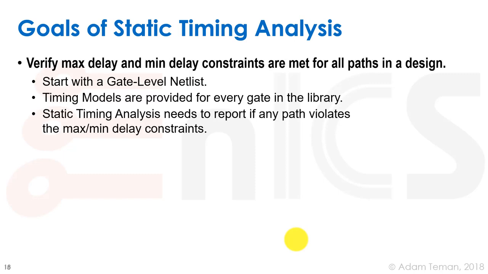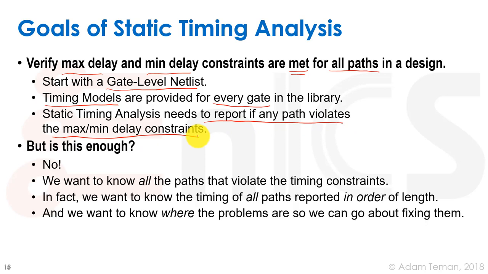So now let's go over the goals of our static timing analysis algorithm. What we want to do is verify the max delay and the min delay constraints. We want to verify it for all paths in the design and make sure they're all met. We're going to start with a gate level netlist. We're going to have timing models. The timing models are provided for every gate in the library. Without timing models, we can't run our static timing analysis. Our goal is to report if any path violates the max and min delay constraints. But is that enough?